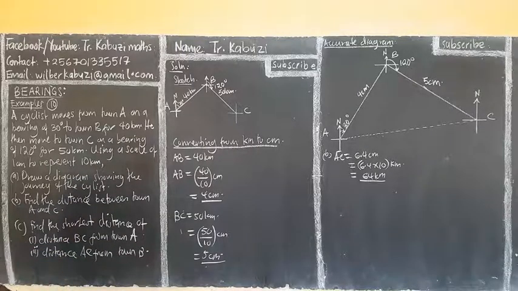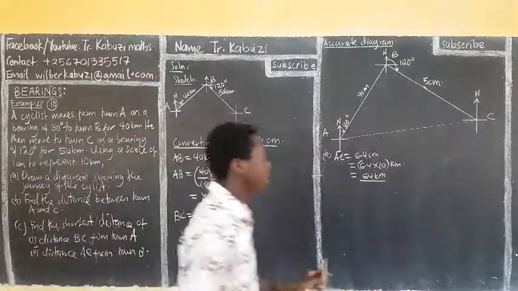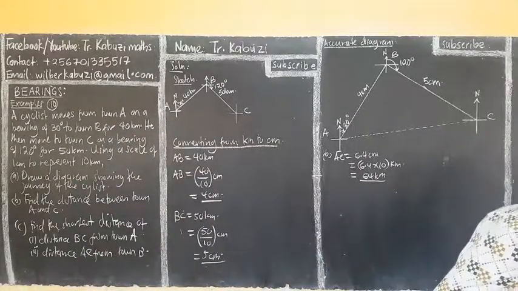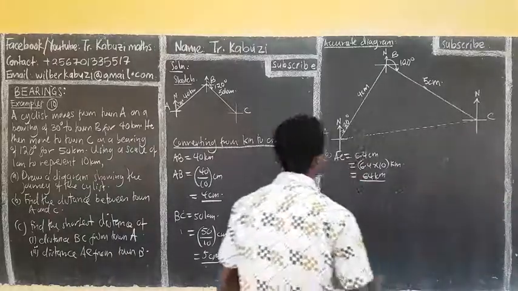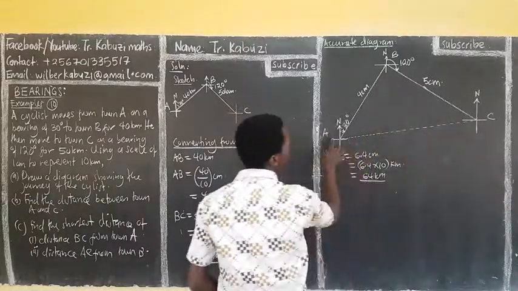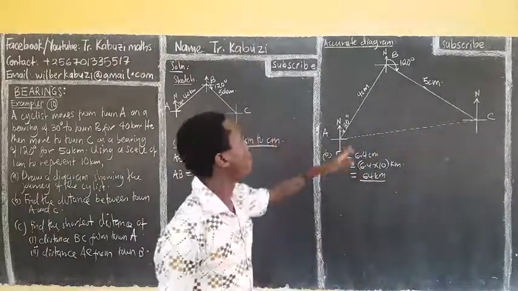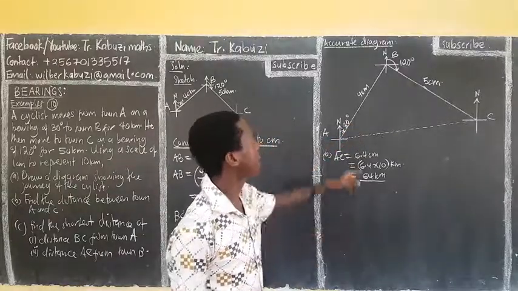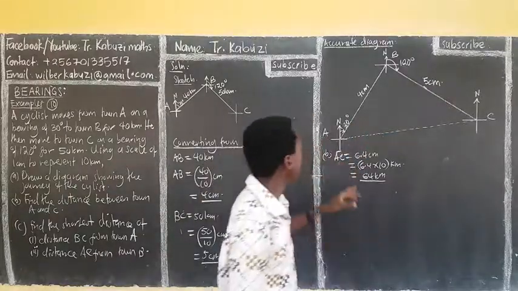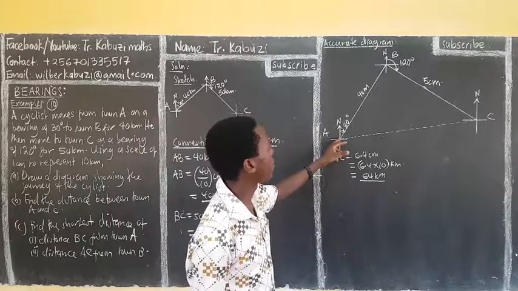Then they are asking us, find the shortest distance of BC from A. So now, how do you get the shortest distance? What you do here is use a compass. This is the distance BC from A. You bisect these two lines, and then you draw. In simple terms, you are dropping the perpendicular from here.